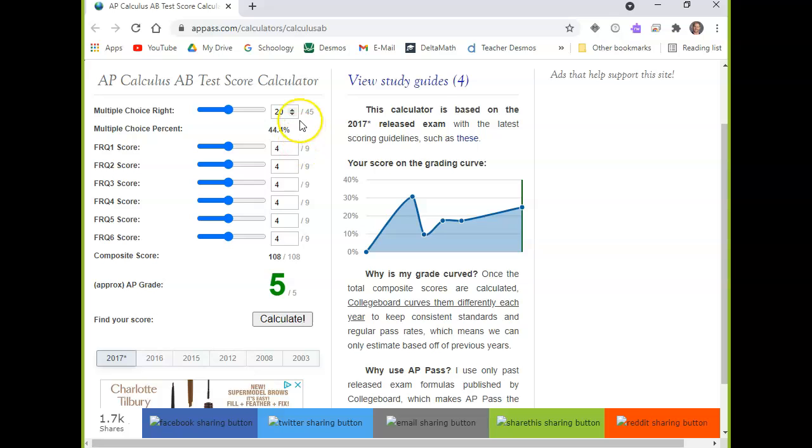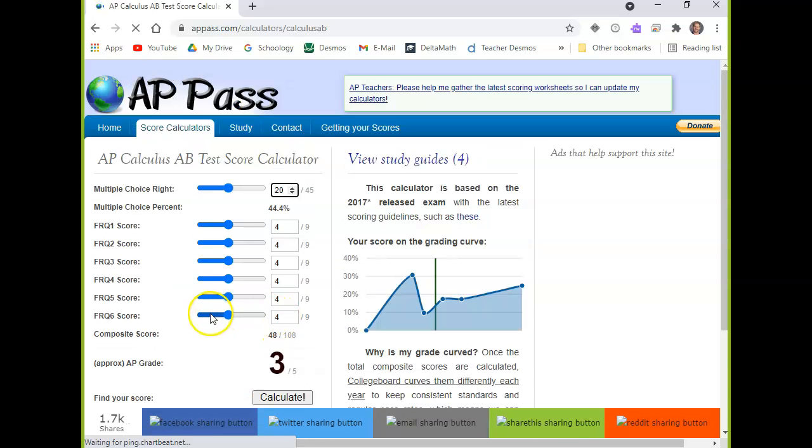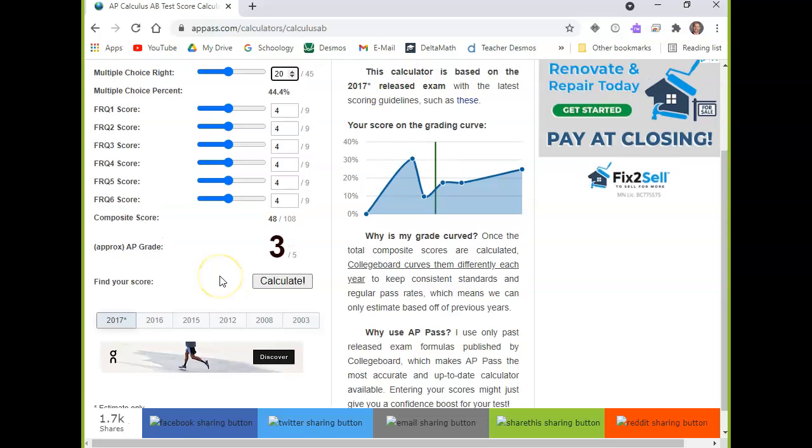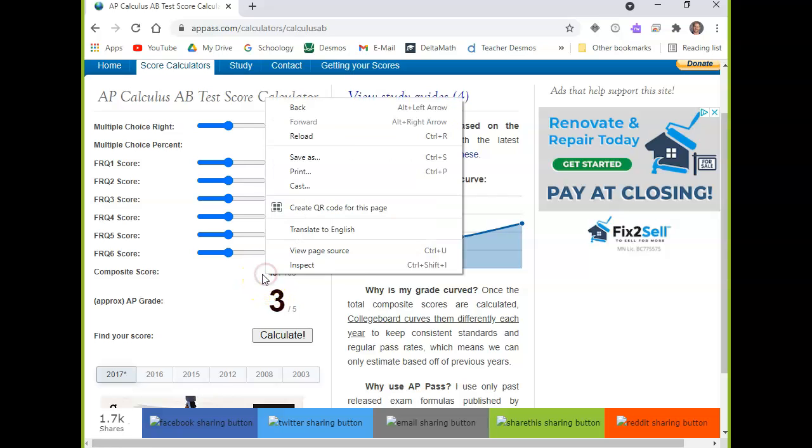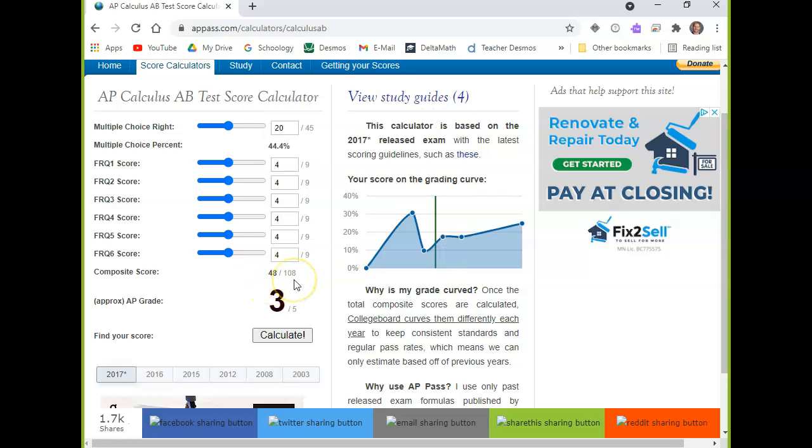So right now, what do you think my AP projected score would be? 2. Think it's a 2? It's a 3. That's college credit. Now look at the percentage, if you can see it. Well, actually there's not a percentage there, but it's 48 out of 108. Let's think of that just as what percentage of accuracy. That's a 44%, and you can still earn college credit.